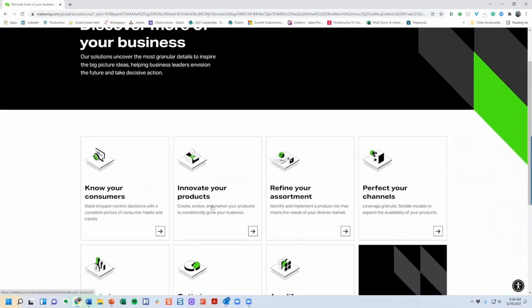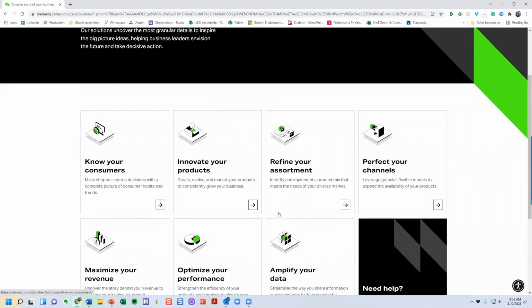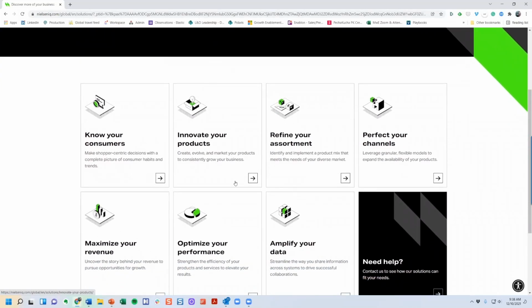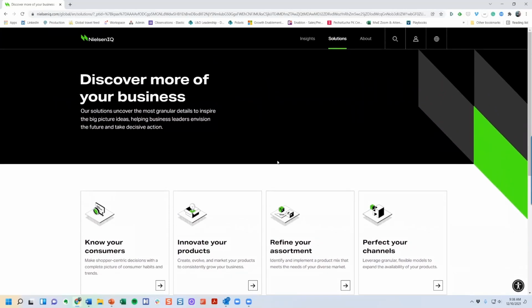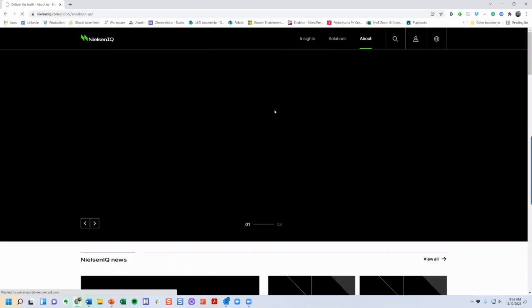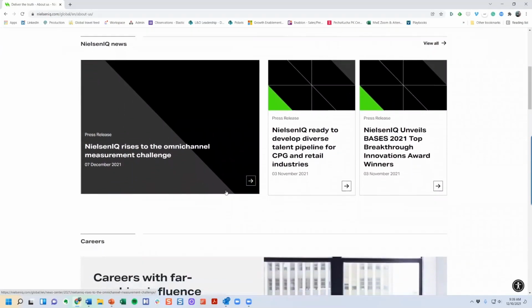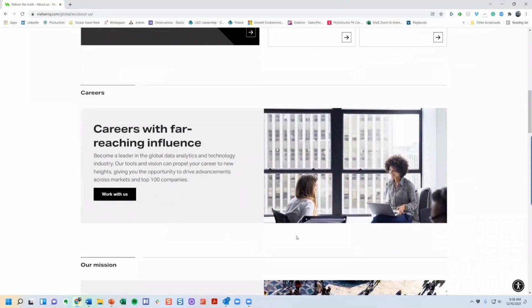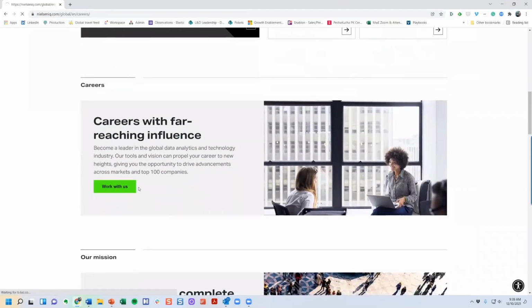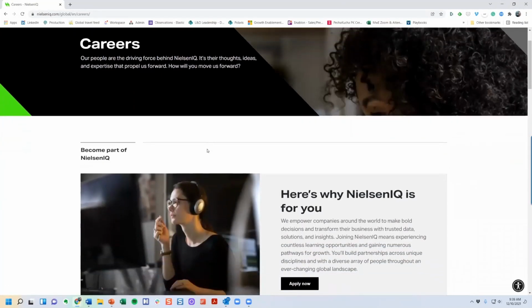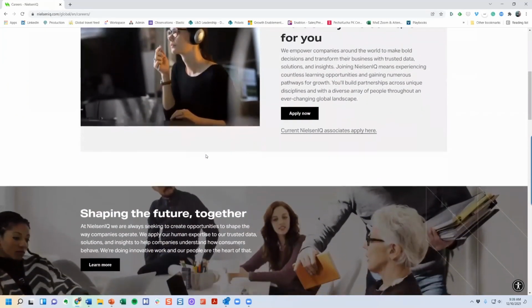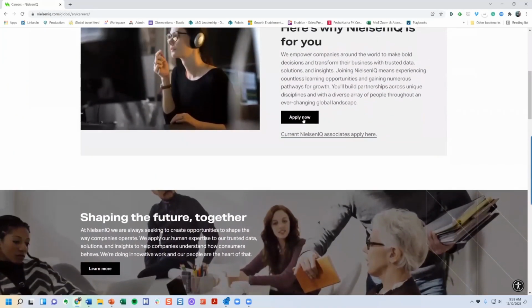Who buys that? Who buys, we need to innovate our products? Who buys, we need to refine our assortment? Who buys, we need to perfect our channels? Who specifically, what are their roles? So you want to look at these things. Another thing that I like to do on the website is go to their careers page and look at who they are actually trying to hire.